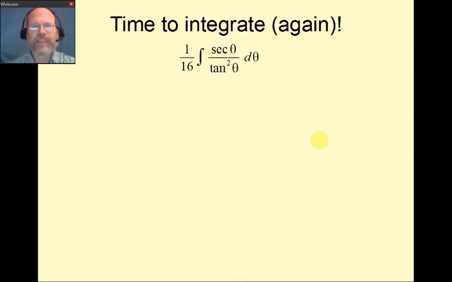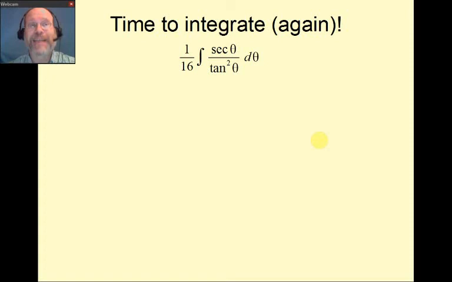1/16th, the integral of secant theta over tangent squared theta d theta. And it's tempting to try and do just a substitution, right? You let u be secant, its derivative, no, the derivative of secant is secant tangent. The derivative of tangent is secant squared. That doesn't work either.